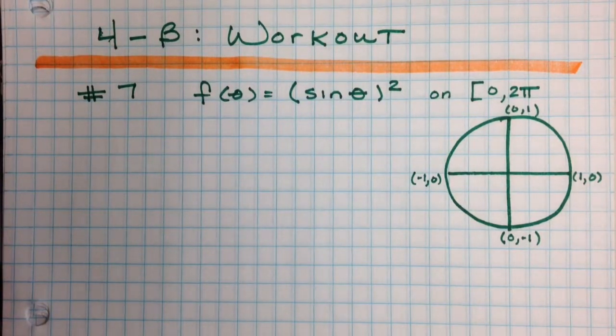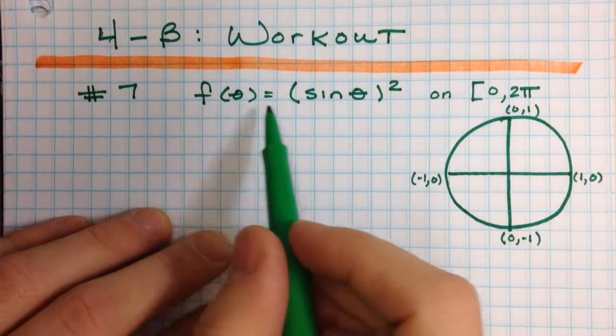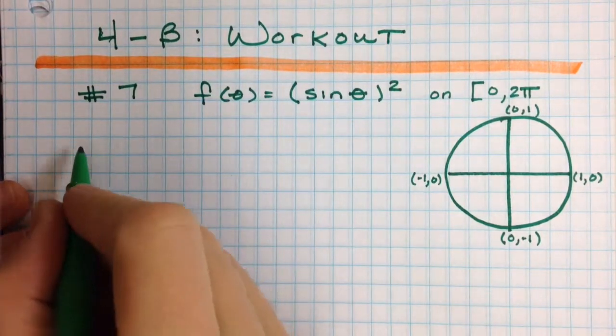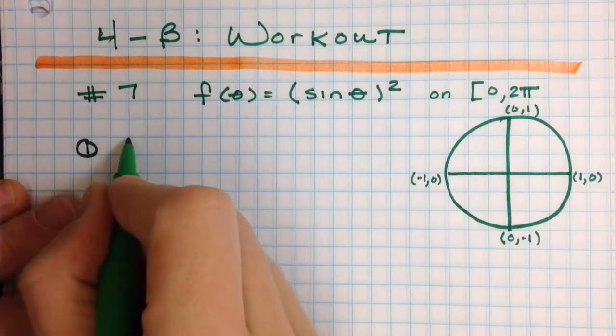We're going to take a look at problem number 7 from the 4B or 4 beta assignment. We're asked to find the maximums and minimums of this particular function. And so the first thing that we always do in this case is we take the derivative.